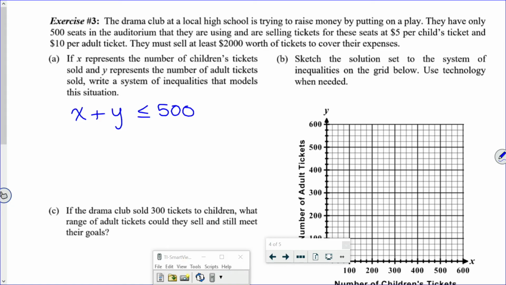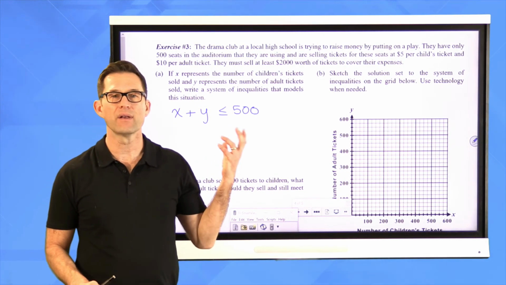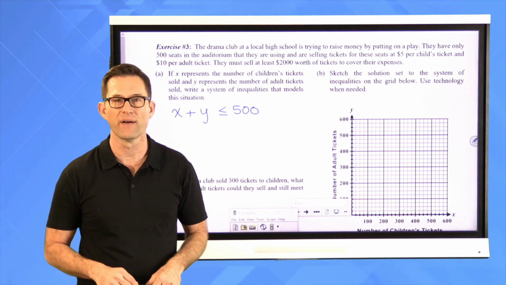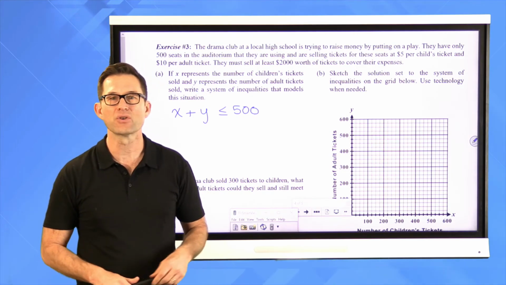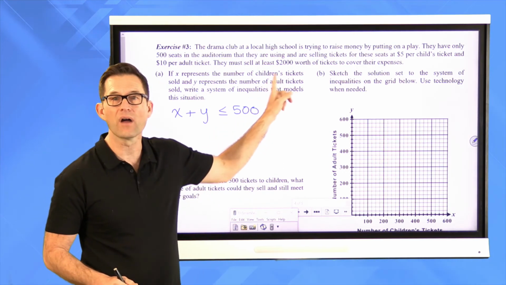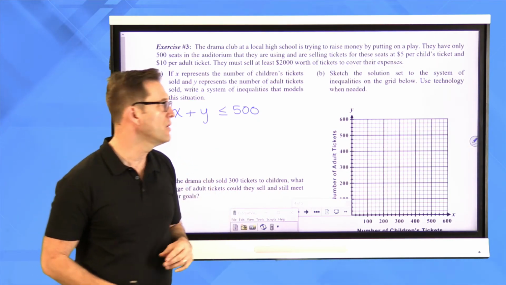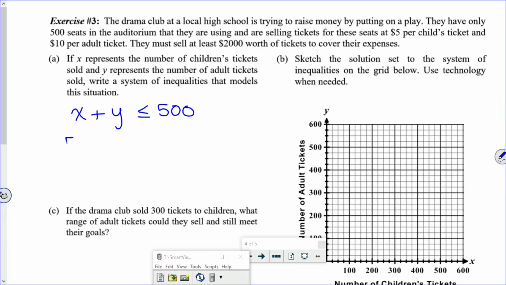I cannot have people sitting on each other's laps, so I've got to make sure that when I add the number of tickets we sell for children plus the number of tickets we sell for adults, it's less than or equal to 500. Now we got to make sure that we raise this $2,000 worth of ticket sales. How do we do that? Well, if I take $5 and multiply it by the number of children's tickets I sell, $10 and multiply it by the number of adult tickets I sell, and add those 2 together, that will be greater than or equal to 2,000.